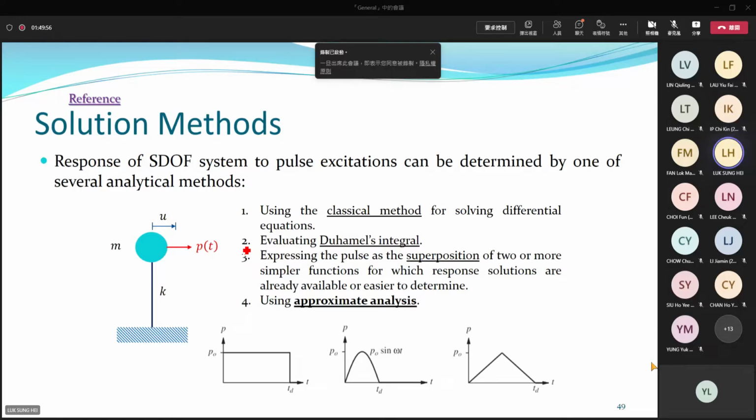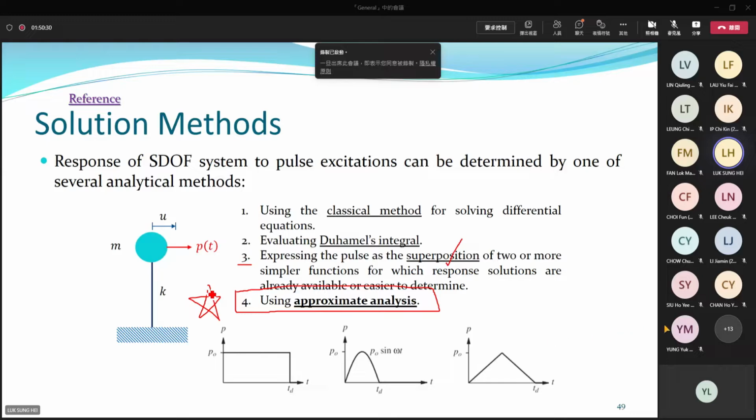Testing your math skills. Method 3 using some idea called superpositions. Superposition is a very common technique for civil engineering applications. And then method 4. I highlighted method 4 because I only assessed your method 4 in this module. So I highlight this one in bold letter. I only asked you to understand how to use a very simple technique, approximate method, to find out the result of a system under pulse loading.